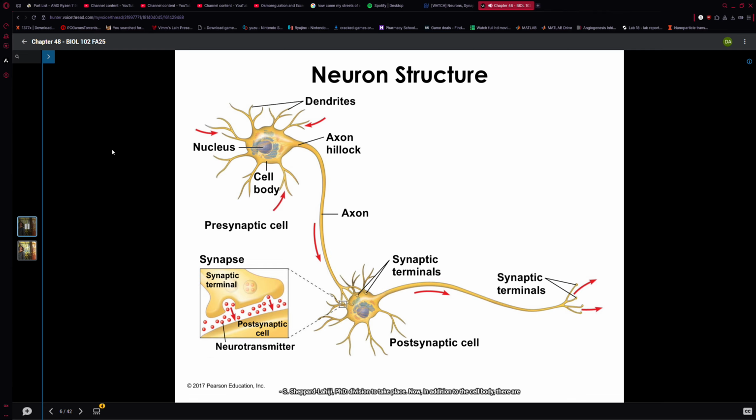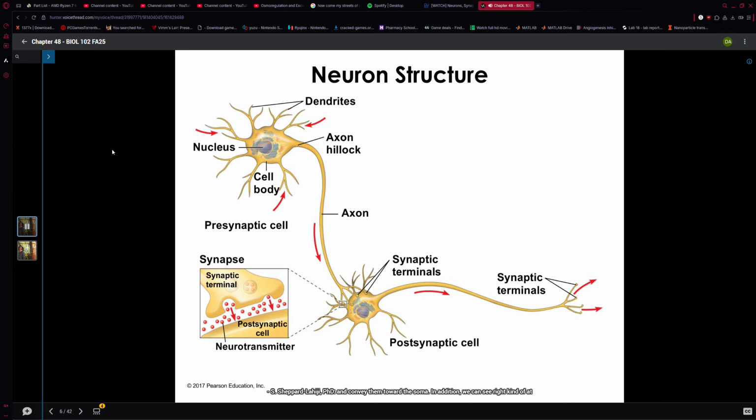Now, in addition to the cell body, there are processes or extensions called dendrites that we can see extending off of the body. These short branching extensions are the input regions. They're going to provide a ton of surface area to help receive signals from other neurons, for example. And they can take those messages and convey them toward the soma.